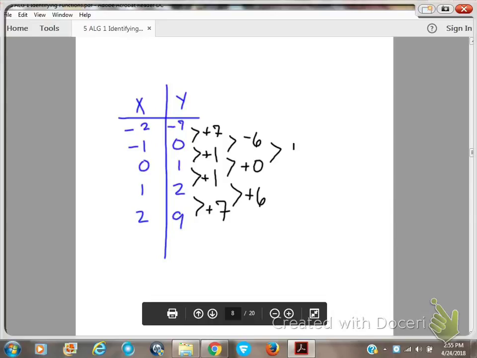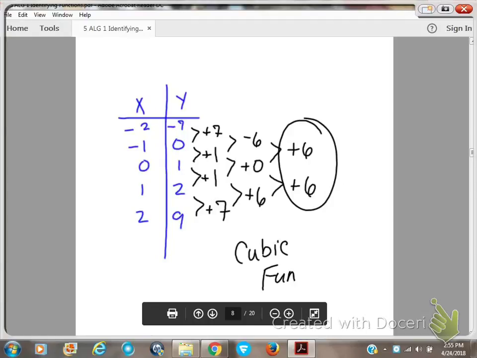To get from negative 6 to 0, you add 6. To get from 0 to 6, you add 6. Took us 1, 2, 3 times out, so this is a cubic function.